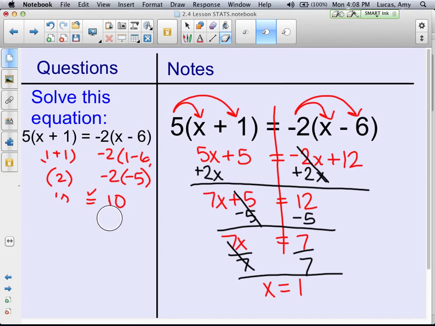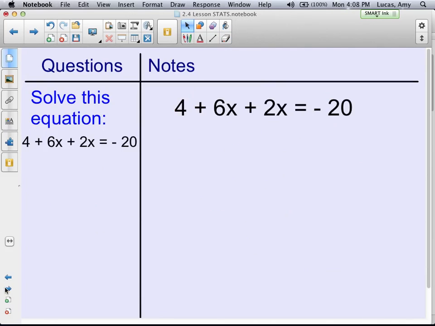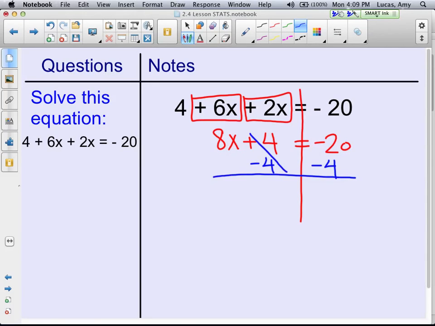Remember, when you're taking the test and taking the quiz for this chapter, it's a great idea to do those checks, but they're not required on your homework. Now we've got some like terms. I don't see any parentheses, so I don't have to do the distributing step, but I've got like terms over here on my left-hand side, and they're both positives. 6x and 2x, if I combine them, I will get 8x, plus the 4 that was over here, and it equals negative 20. Now it's a two-step equation that looks pretty familiar, so subtract that 4, cancel it out.